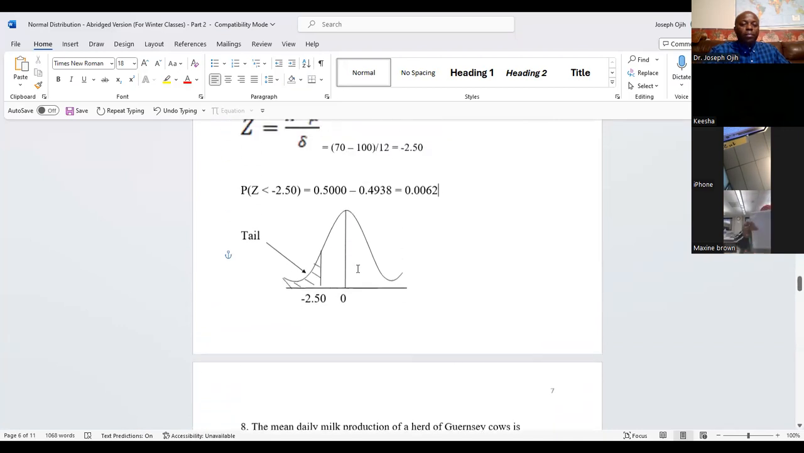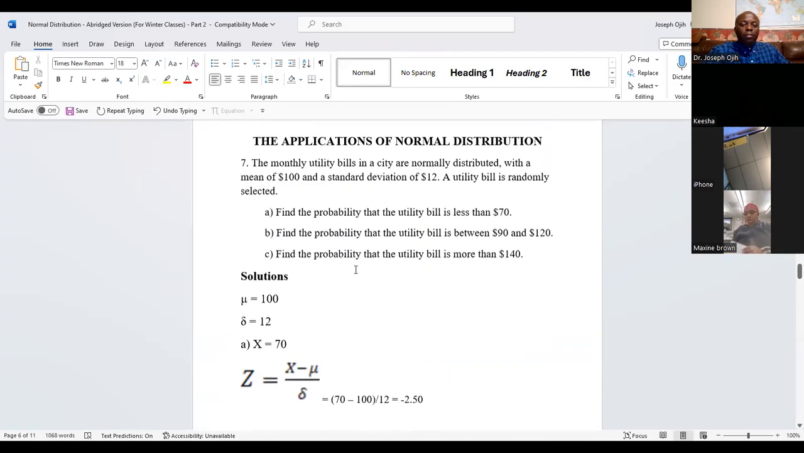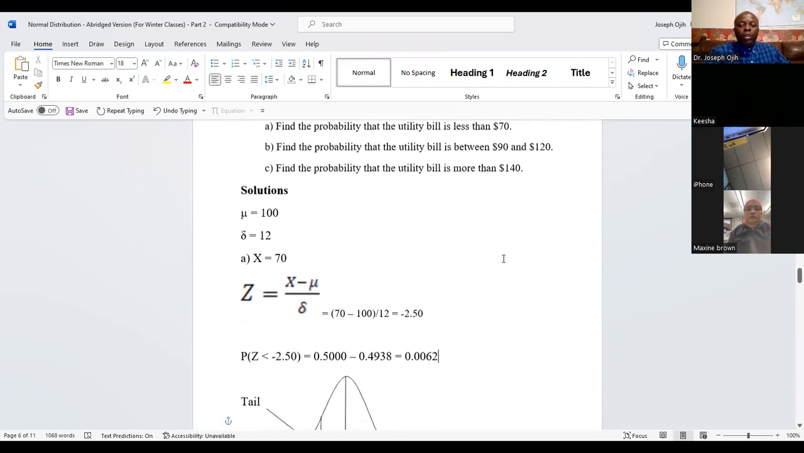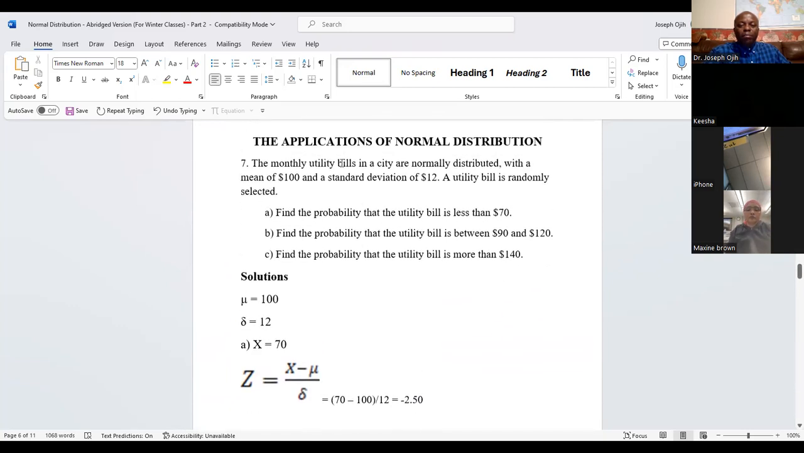Now let's try part B. Part B says to find the probability that the utility bill is between $90 and $120. That means we are going to transform 90, and also we are going to transform 120. Again, remember that the mean is still the same. The mean is $100 and the standard deviation is $12.